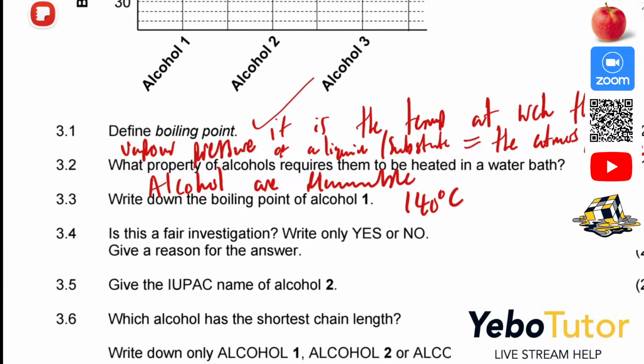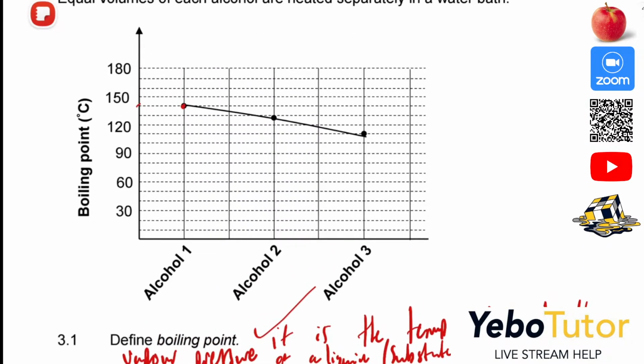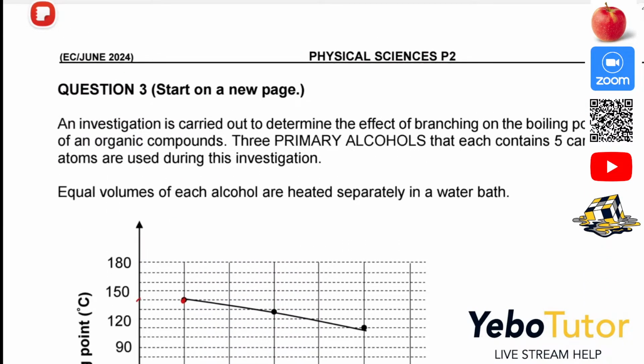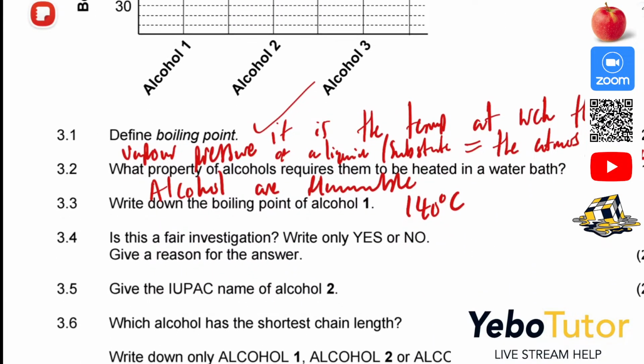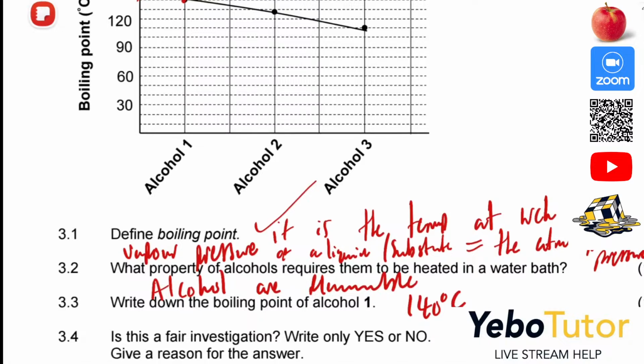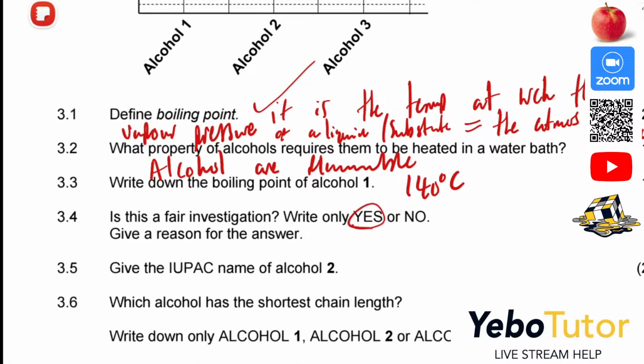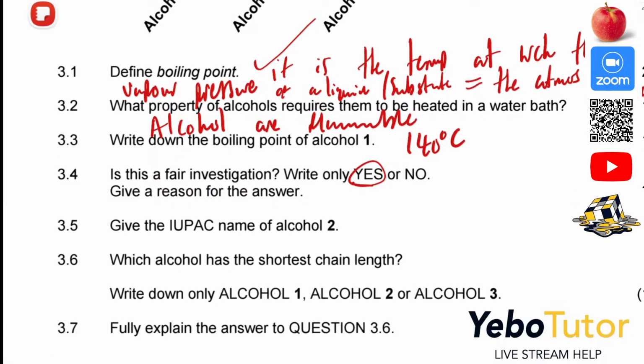All right. Is this a fair investigation? Only yes or no. Give a reason. Let's see. Alcohol 1, alcohol 2, alcohol 3. They all have the same things. They all have 5 carbon atoms? Yes, definitely. This is a fair investigation, if you still remember, because now when we're speaking about isomers, we say that we have positional isomers, functional isomers, which makes more sense because they all have the same carbon atoms. They all have 5 carbon atoms, but definitely they are different in terms of their orientation. Maybe others are positional isomers and all that stuff.